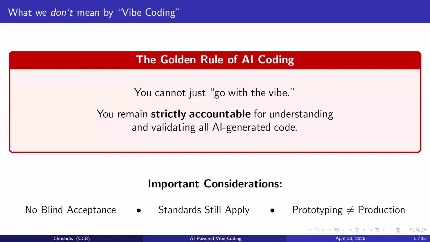So also, this is just something to keep in mind when we do AI coding: make sure that you remain strictly accountable for anything that is AI generated. So yes, it is a great productivity tool that can generate code and you can prototype ideas more quickly. But in the end, if you're going to share your code or make it part of a bigger software ecosystem like Bioconductor, you should always make sure that the AI generated code is valid, has good practice, and is correct. So you shouldn't have any blind acceptance. Standards still apply, and of course, prototyping is not production, especially when it comes to, for example, Bioconductor.